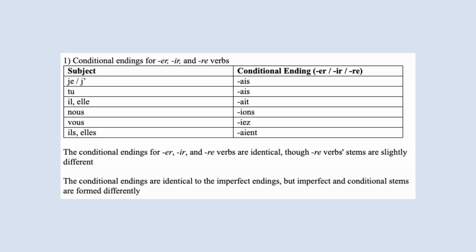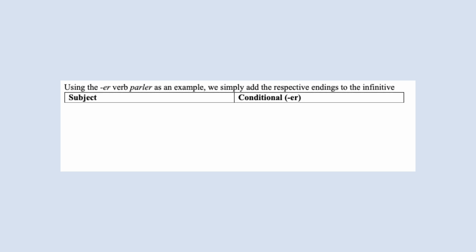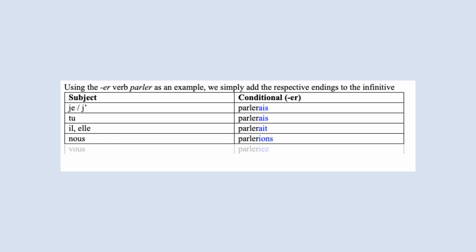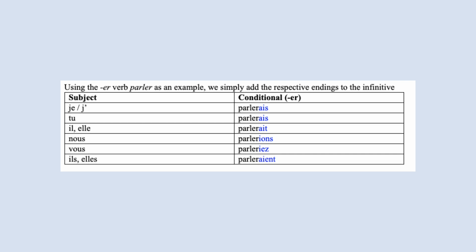For the verb parler, we simply add the conditional endings to the end of the infinitive form of the verb. Parlerais, parlerais, parlerait, parlerions, parleriez, parleraient.